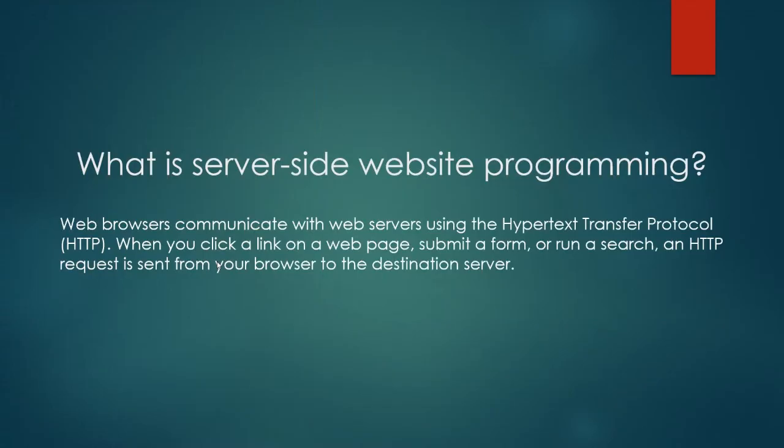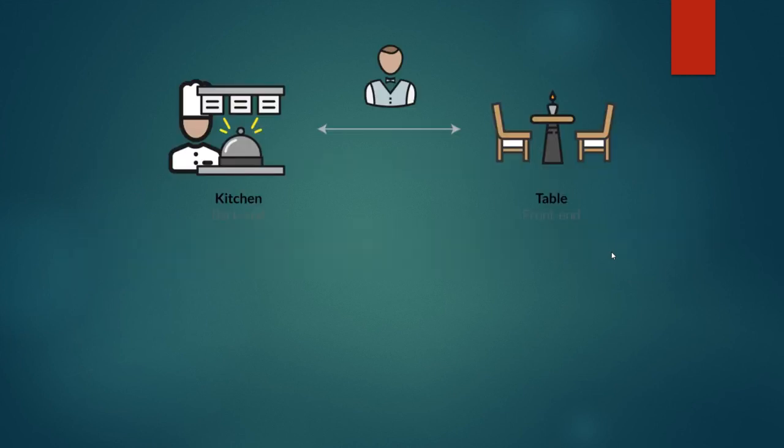Okay, for the first question, we have this paragraph. The web browser communicates with web servers using the Hypertext Transfer Protocol (HTTP). When you click on a link on a web page, submit a form, or run a search, an HTTP request is sent from your browser to the destination server. To better understand this explanation, we are going to see the following image.